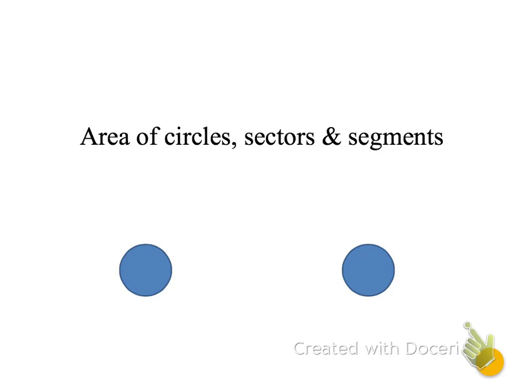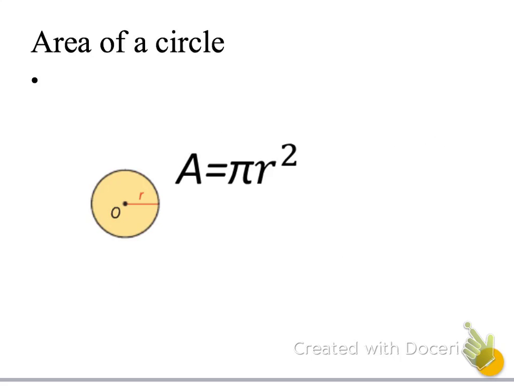So in this video we're going to be doing areas of circles, sectors, and segments. The area of a circle is pi r squared, where r is your radius.